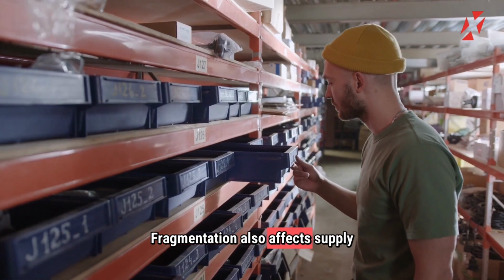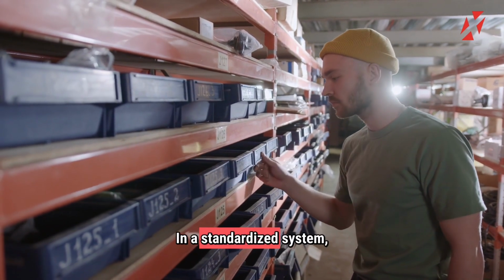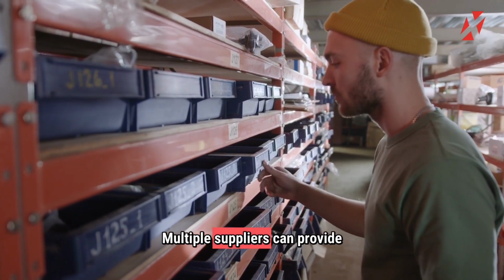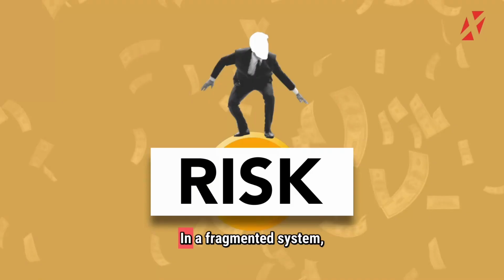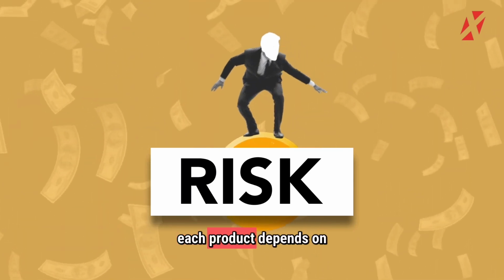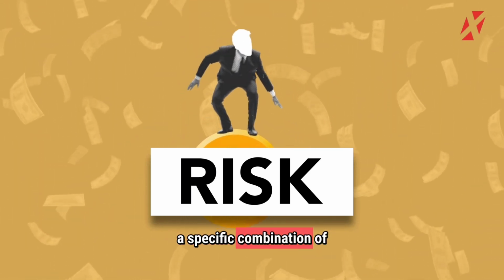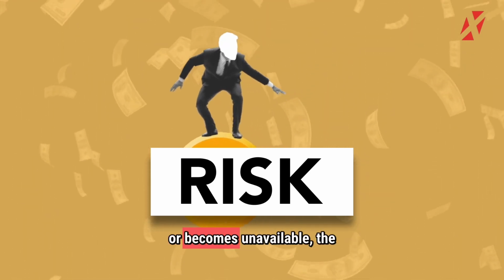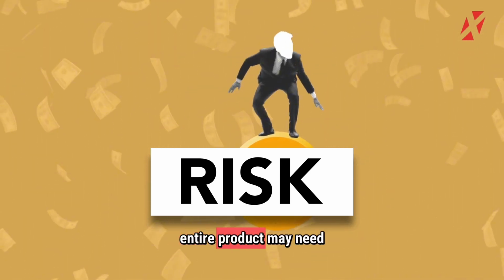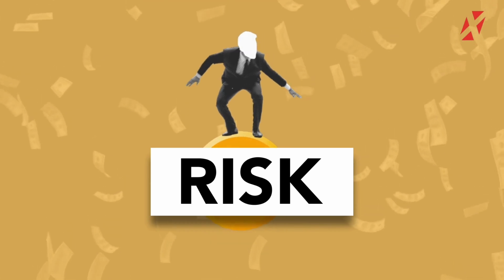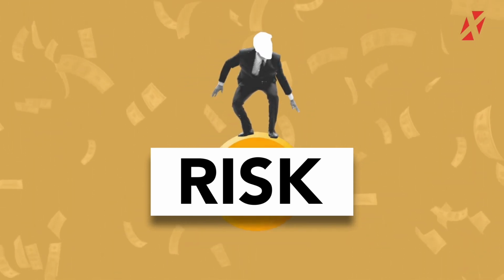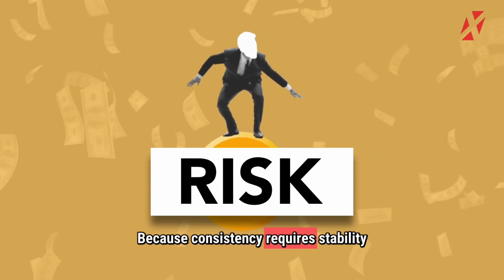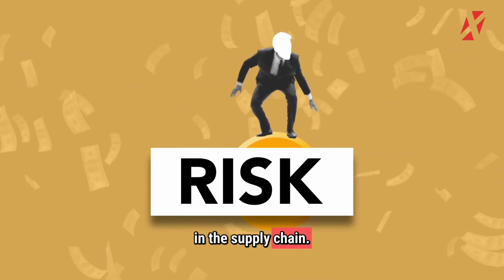Fragmentation also affects supply chains. In a standardized system, components are interchangeable. Multiple suppliers can provide compatible parts. In a fragmented system, each product depends on a specific combination of components. If one component changes or becomes unavailable, the entire product may need to be redesigned. This reduces the ability to maintain quality over time, because consistency requires stability in the supply chain.